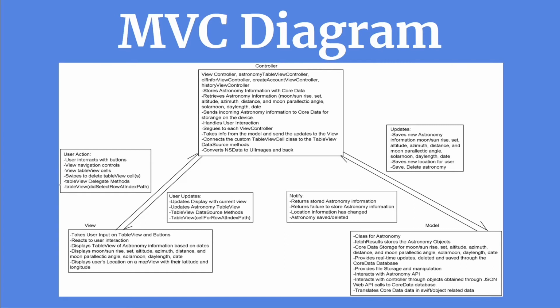Now, for the model, we have the class for the astronomy, the fetch results, which stores the astronomy objects, the Core Data storage for the information retrieved from the JSON web API, and it provides real-time updates through deleted or saved information in Core Data, provides file storage and manipulation, interaction with the API, and interaction with controllers through objects obtained through JSON web API calls to the Core Data database, and translates Core Data into Swift and object-related data.